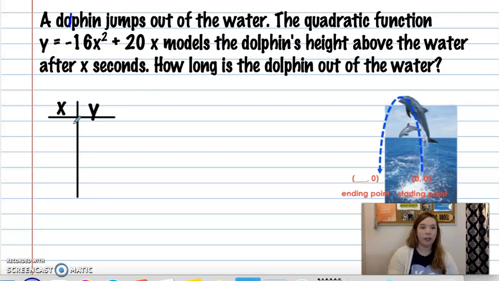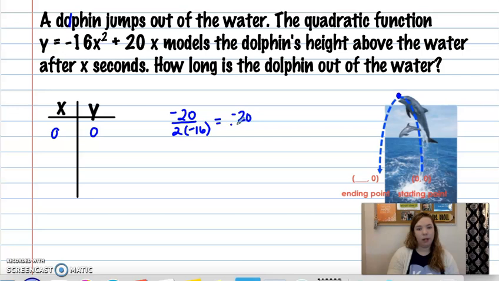So we know, and it's already labeled on our picture here, at 0 seconds, our dolphin is at 0 feet, if that's what they're using to measure. That's where it's starting. So then it's going to come to a peak here at its vertex, and then we'll have to figure out what the end point would be. So let's try to find the vertex, where we do opposite of b over 2a.